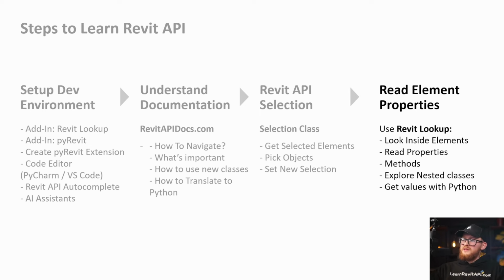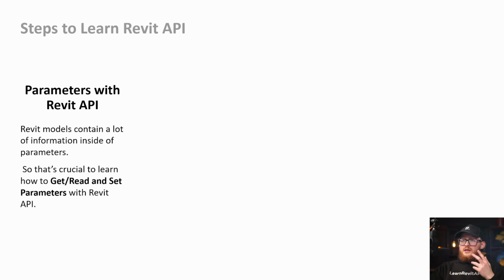You will start using Revit Lookup a lot, and it will allow you to look inside elements and find all Revit API properties, methods, what kind of values you get, explore nested classes, and how to apply all of this to Python. You'll also learn how to work with parameters next, because Revit is all about parameters. You need to learn how to get, read, and set values with your parameters.